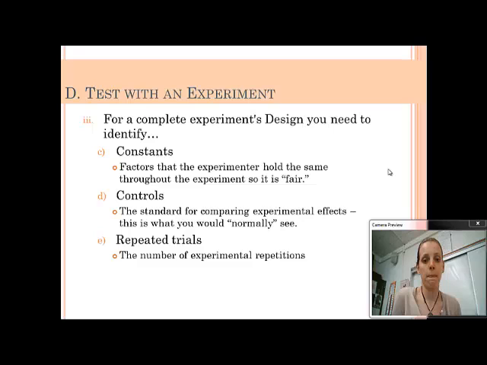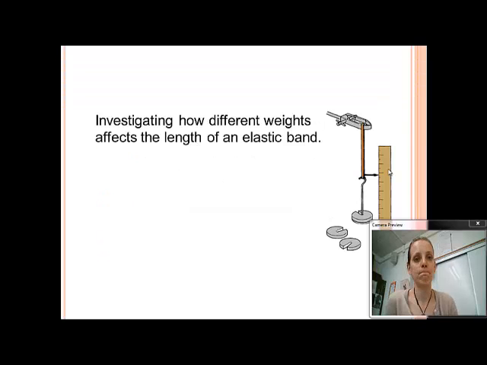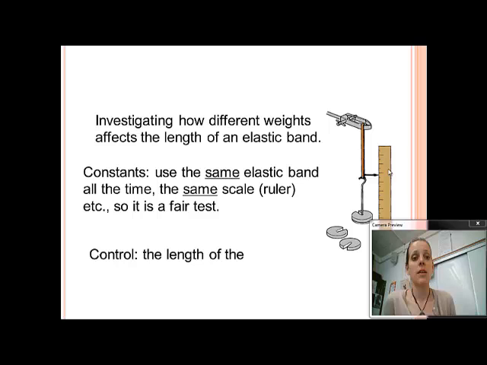You also need a number of repeated trials. In any experiment, the minimum number of repeated trials is 3. If it's less than 3, then you're leaving the results up to random chance. So let's go back to our rubber band example. The constants are to use the same elastic band all the time, the same scale. A control would be the length of the elastic band without any weight.